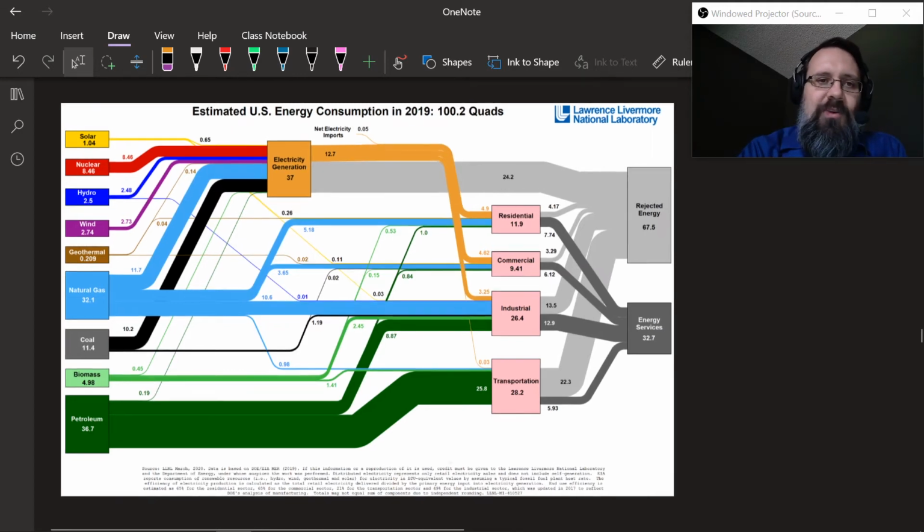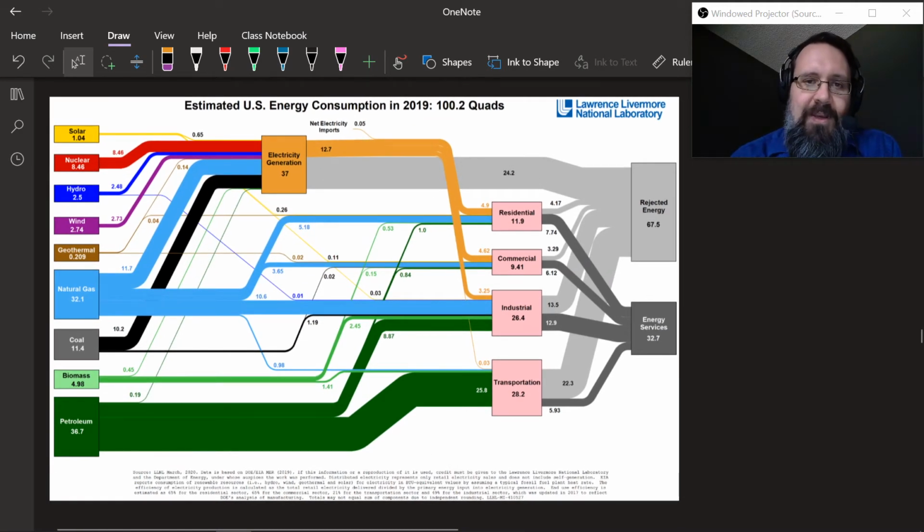This is just a really cool diagram. I'll link to this for you guys in the Google Classroom assignment. But if you want to make any comments about this, I'll just leave it up here for a minute if you guys want to say anything.